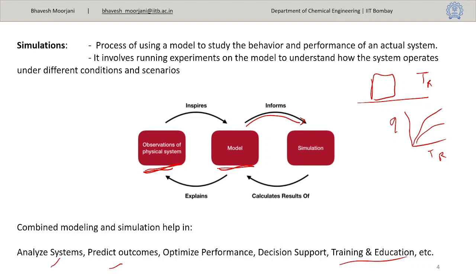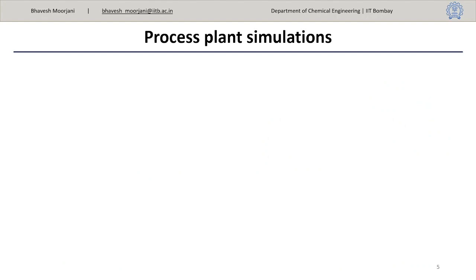Now, coming to how modeling and simulation is useful to us as chemical engineers. For chemical engineers, we deal with process plant simulations, where we deal with various processes. It could be unit processes, unit operations, heat exchanger problems, distillation problems, scrubber problems, or reactions. Every one of these equipment involves some sort of model associated with it.